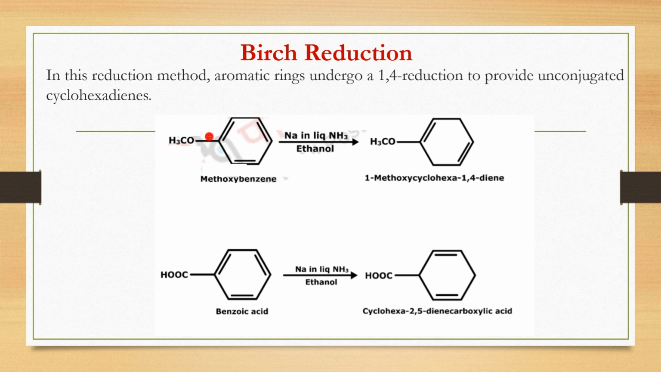See, this is position number 1. This is position number 2. This is 3. This is 4, 5 and 6. Where has the reduction taken place? At position number 3, and here is position number 6. Why is this called 1,4 reduction? Just count, now these are not positions, just look at the carbons. This is first, second, third, fourth. That is why we call it 1,4 reduction. But which are the positions that have reduced? Third and sixth.